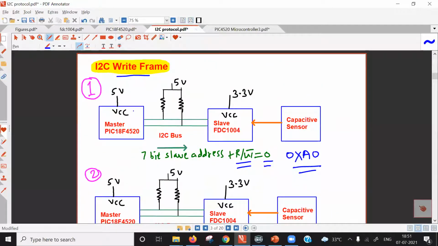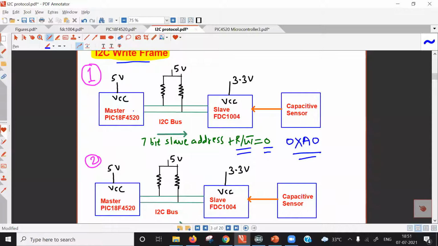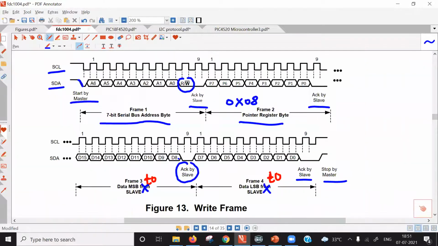So for writing data, there could be 2 cycles or 4 cycles. If you want to change only the pointer value, then use only 2 cycles. And if you want to change the pointer value as well as write data to the on-chip registers, then 4 cycles are required. As I already mentioned here, in this timing diagram also it is shown.